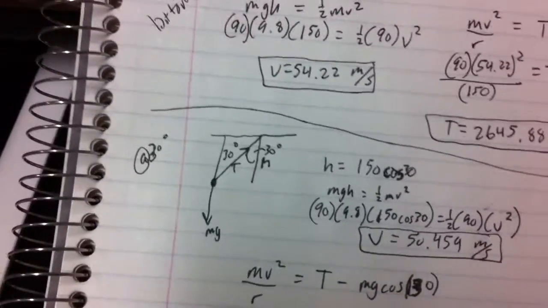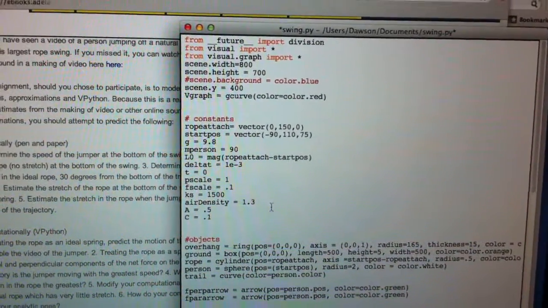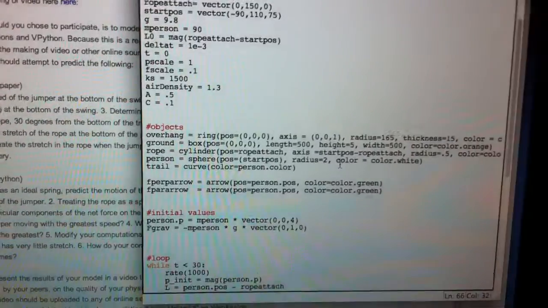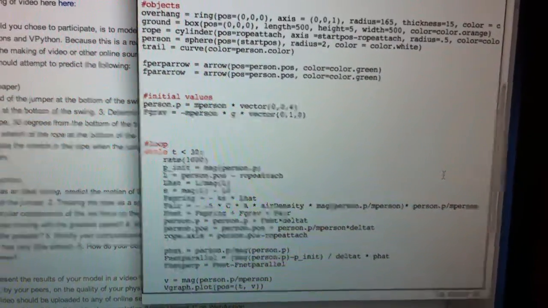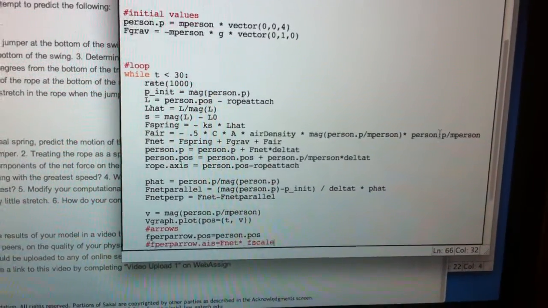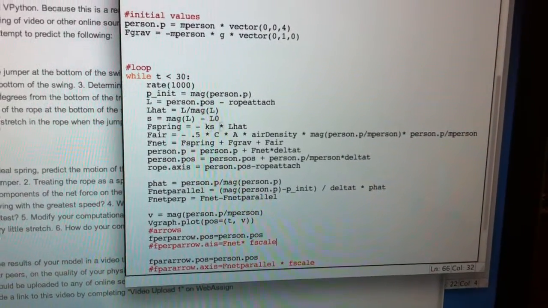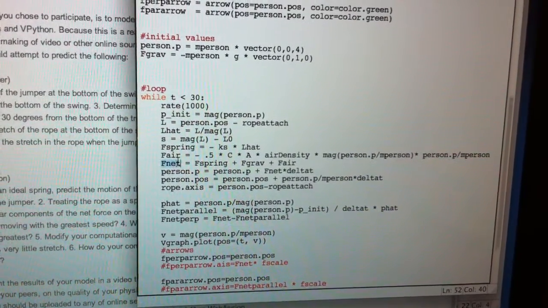And moving on to my program, you can see here I have all of my constants defined, where the rope starts at, the start position, all the stuff for calculating the force of air friction and whatnot. Here are all my objects defined. I have my arrows commented out right now because I'm just showing a quick demonstration. And so here I have gravity defined up at the top, and then I have spring force defined here, air density, force of air, then I have my F net.